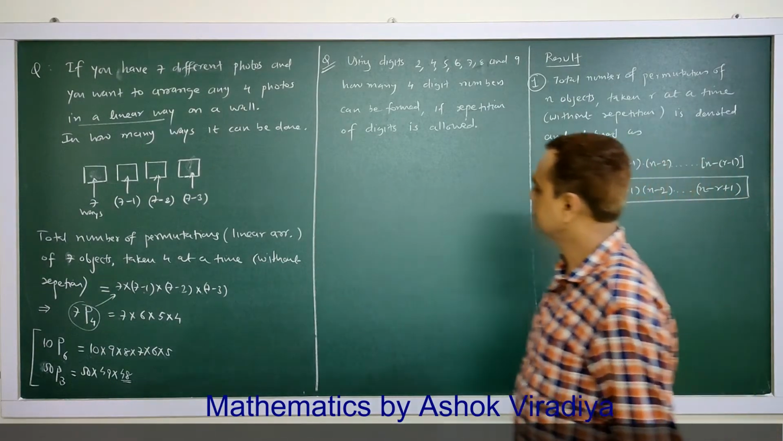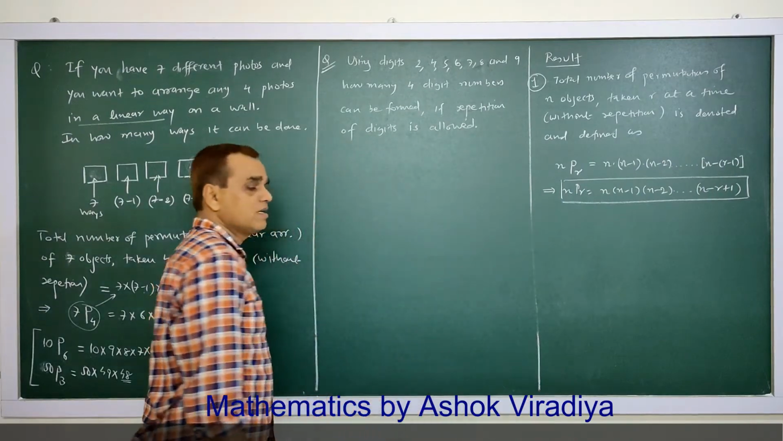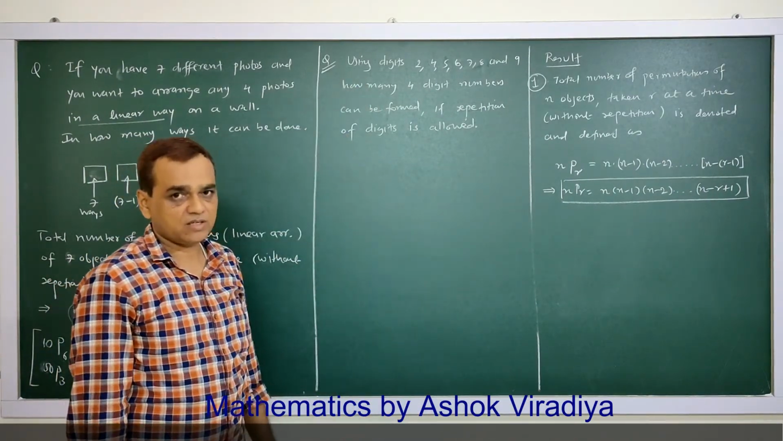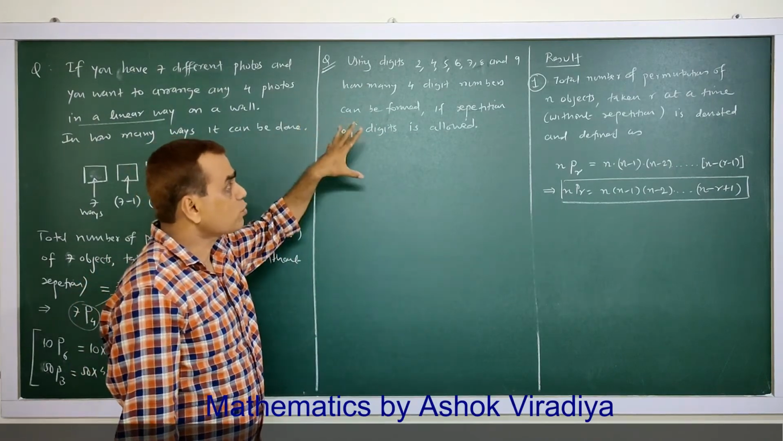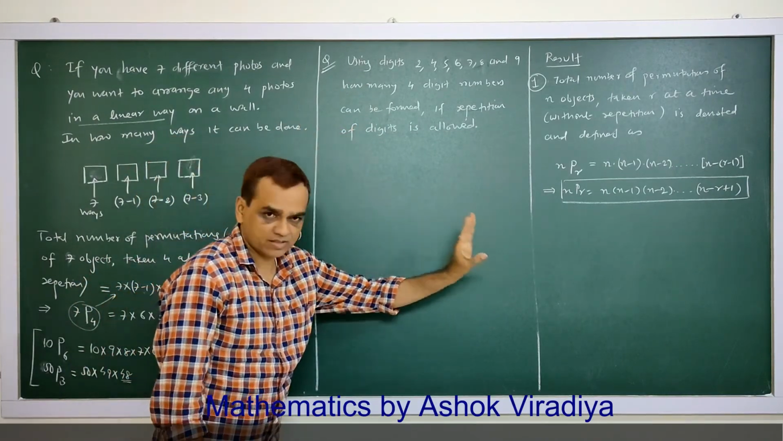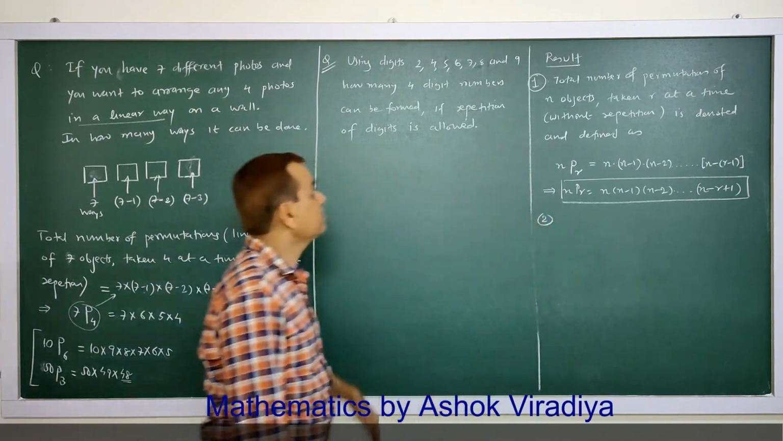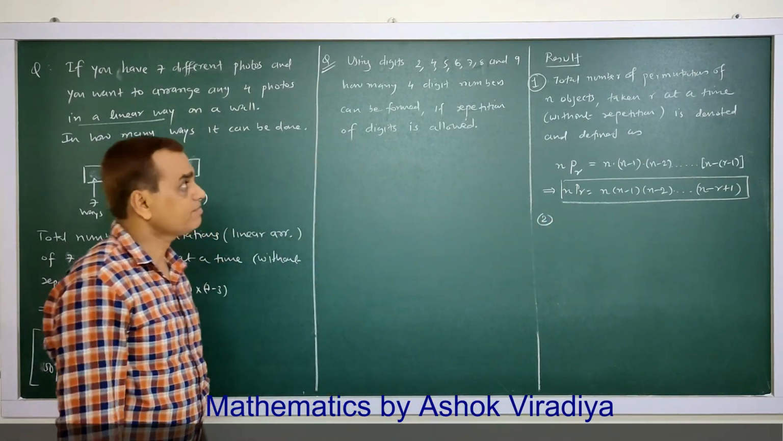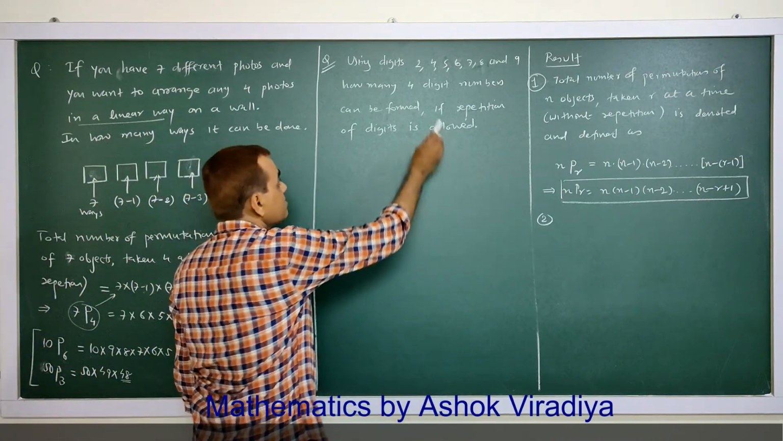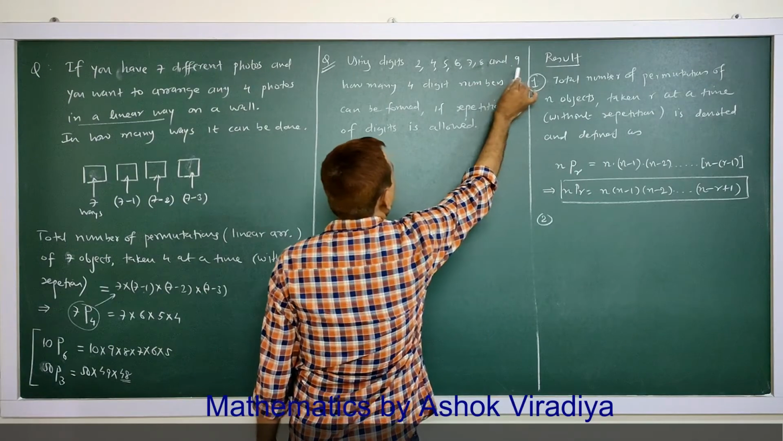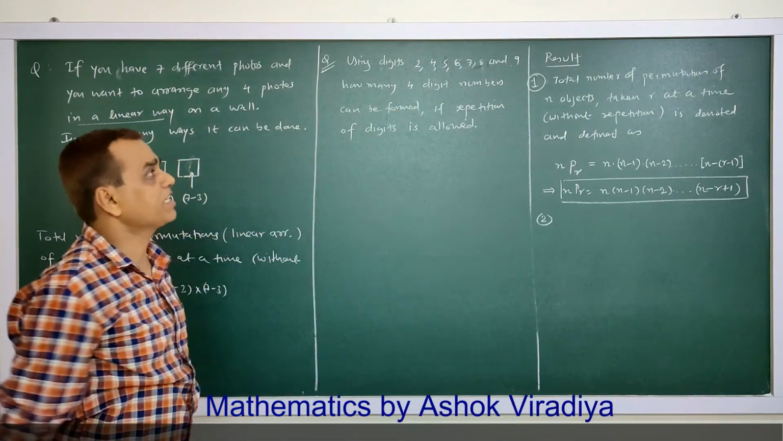Now see, I explained this type of question. Once again, from this question, I want to write one more result. Result 2. To explain this result, here taking this question. So here 1, 2, 3, 4, 5, 6, 7. All objects are distinct. 7 distinct objects.